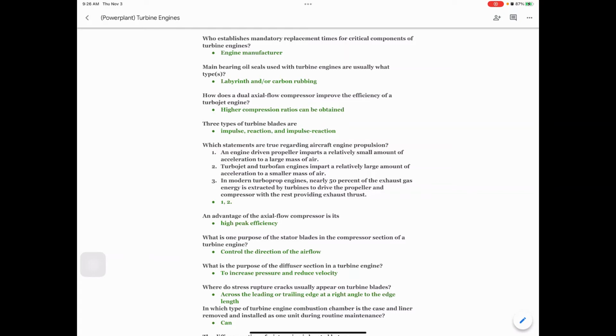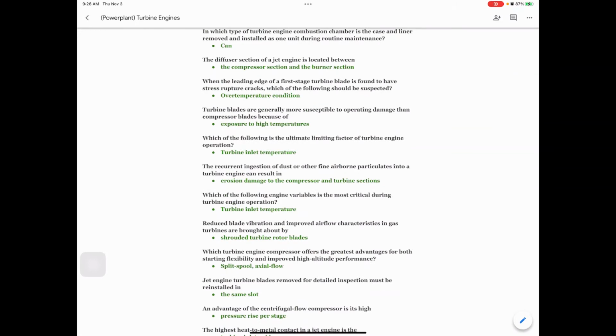Where do stress rupture cracks usually appear on turbine blades? Across the leading or trailing edge at a right angle to the edge length. In which type of turbine engine combustion chamber is the case and liner removed and installed as one unit during routine maintenance? Can. The diffuser section of a jet engine is located between the compressor section and the burner section. When the leading edge of a first-stage turbine blade is found to have stress rupture cracks, which of the following should be suspected? Over-temperature condition.